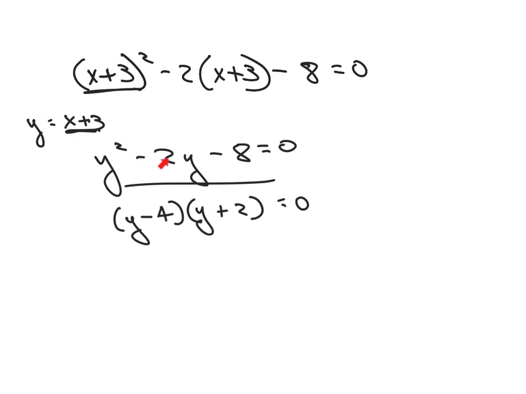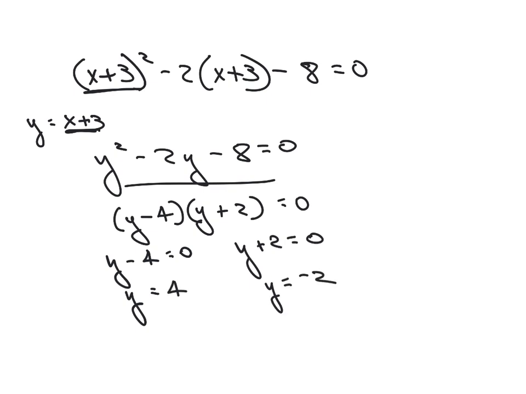So in order for this to be negative, the largest one has to be negative, so that when we add these two, we get a negative number. So negative 4 plus 2 is negative 2. Negative 4 times 2 is negative 8. So there we go. So let's go ahead and solve this. Y minus 4 equals 0, and y plus 2 equals 0. So therefore y equals 4, and y equals negative 2.